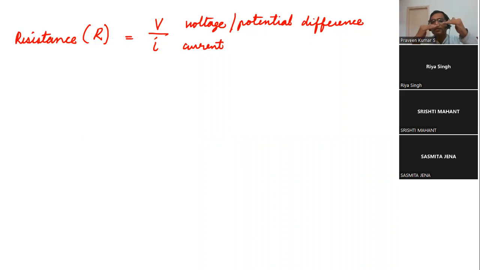If I increase this difference, will the water flow faster or slower? So slower. If I increase the height difference, faster speed. Let me give you one simple example.